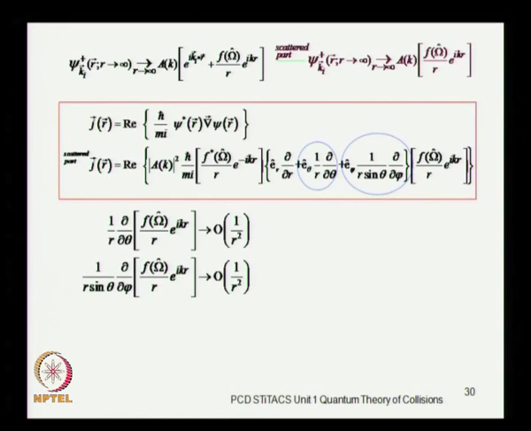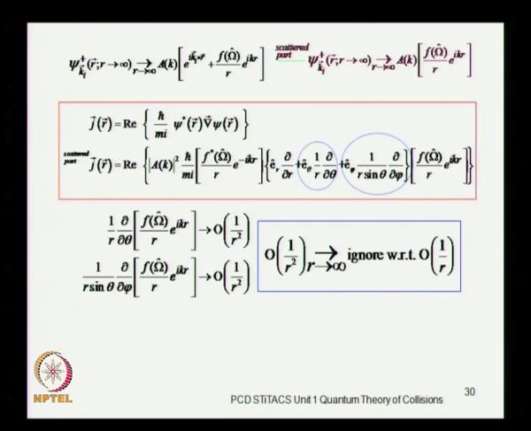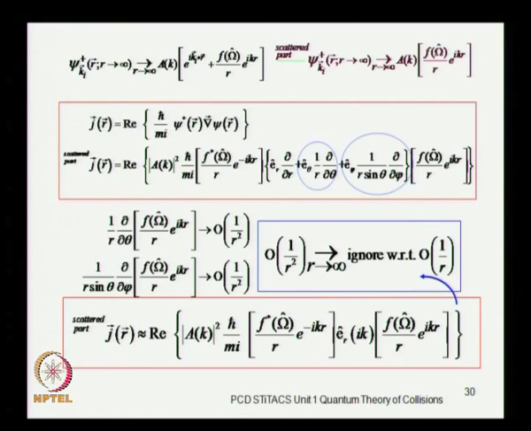Whenever you make an approximation, it is always in comparison with some other terms, and there are leading terms of the order of 1 over r, in comparison with which the 1 over r square terms will be ignored. So we will ignore 1 over r square in the asymptotic region, which we refer to as r tending to infinity, with respect to terms of the order of 1 over r. O stands for the order. So these are terms of the order of 1 over r square, and these terms we ignore in comparison with terms of the order of 1 over r.